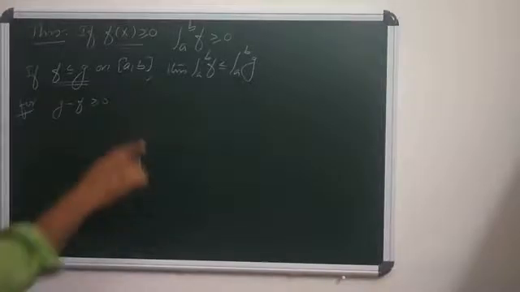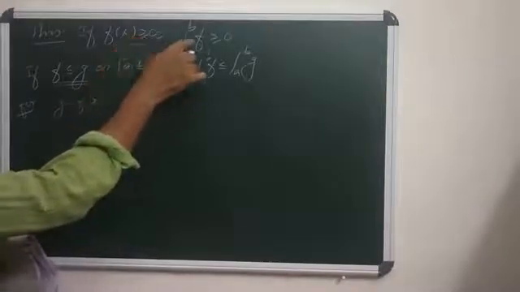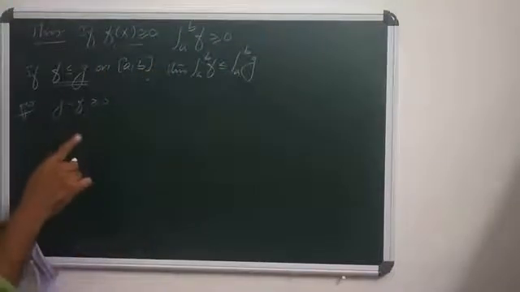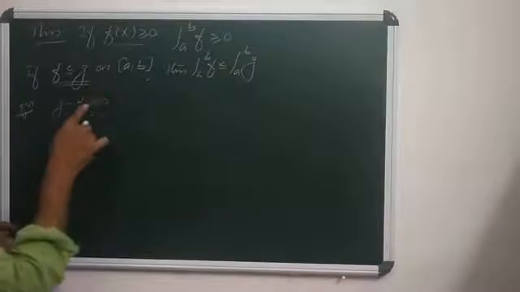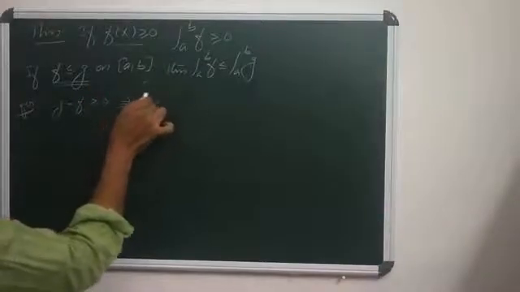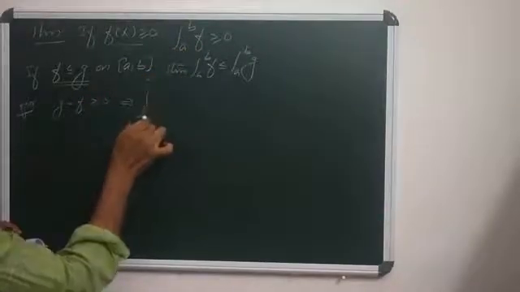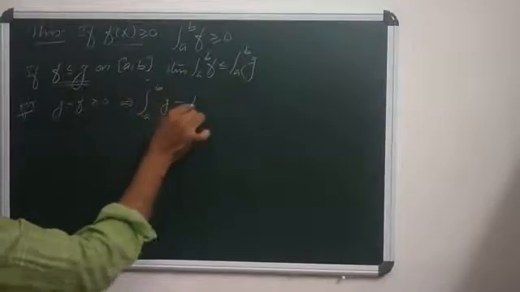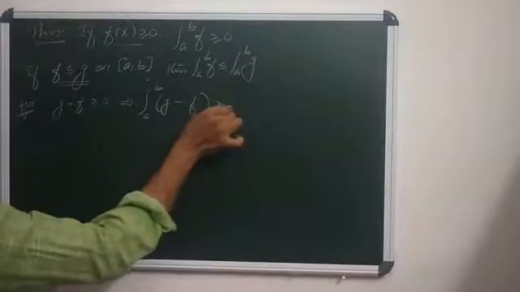Agree. When f of x is greater than or equal to 0, then the integral from a to b of f is greater than or equal to 0. That is the positivity property of Riemann integrability. Since g minus f is greater than or equal to 0, then according to this argument, we can conclude that the integral from a to b of g minus f is greater than or equal to 0.